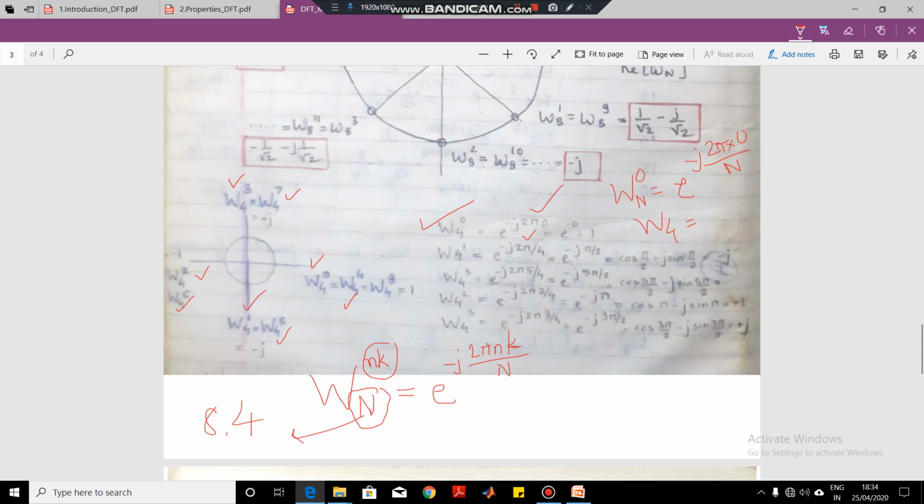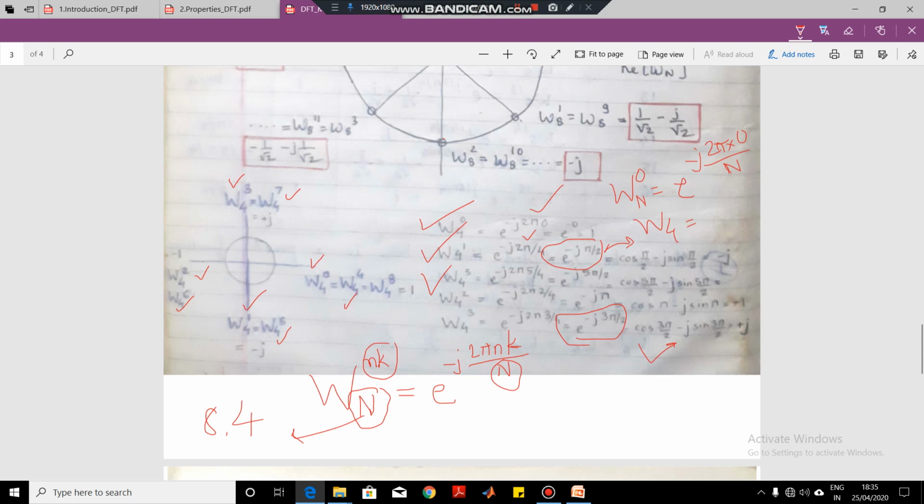So capital N will remain fixed as 4 or 8, and this value will go on changing: 0, 1, 2, 3, 4. When it changes, you have to substitute in this formula. And how to solve e raised to minus j 2 pi nk by N? By using Euler's identity, cos theta minus j sin theta. So this value is computed by using Euler's identity, cos theta minus j sin theta.